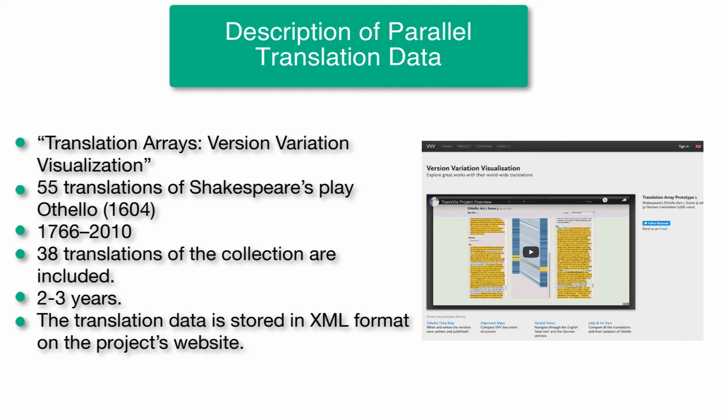So far, 38 translations of the collection were optically scanned from paper prints, corrected from OCR errors, and segmented to create a parallel corpus. The translations were collected over a time span of 2 to 3 years from various sources, such as libraries, second-hand booksellers, archives, theater publishers, and theater companies. The translation data is stored in XML format on the project's website.